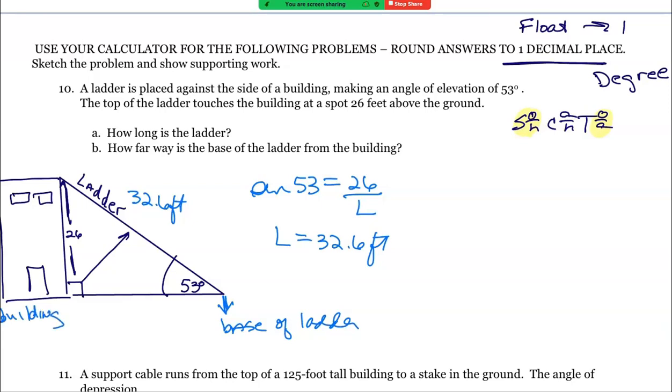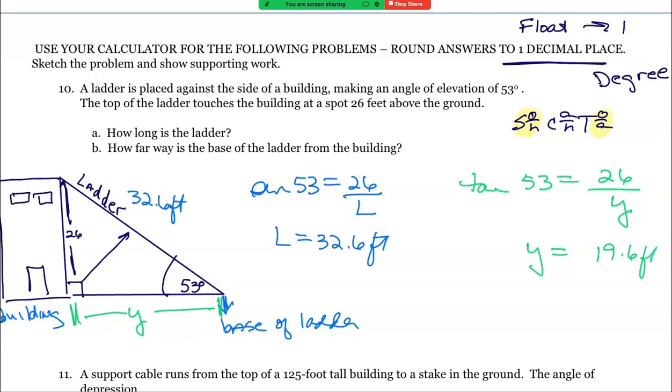So doing that lets me know that what they're looking for is this length right here. We'll call this Y. They're looking for Y. From the 53 degrees point of view, that is the adjacent, and I have the opposite. That looks like it's tan. Tan of 53 equals opposite, which is the 26, over the Y. Do your cross products, and your Y should end up being 19.6 feet. So this is 19.6 feet.